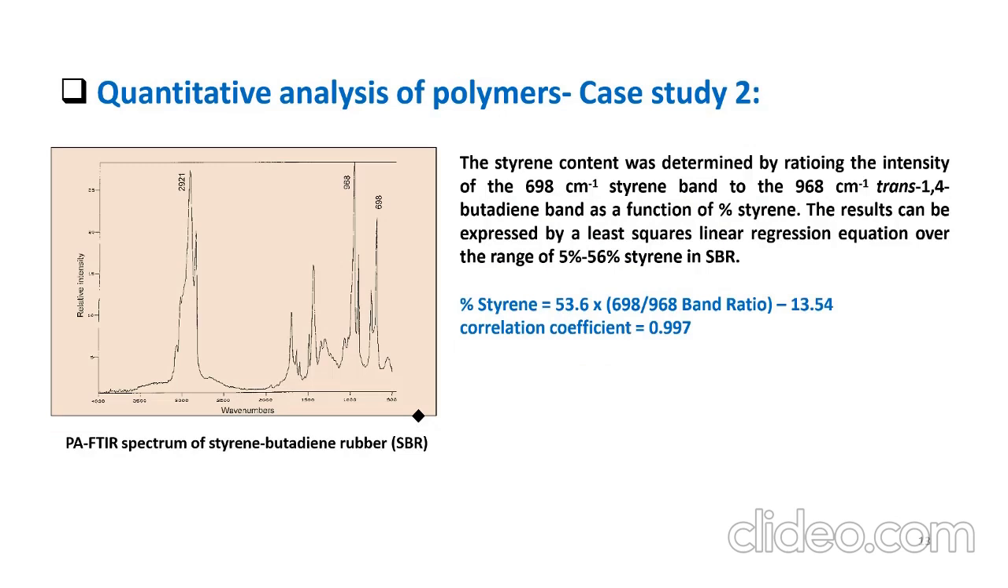Then another thing we can do is the content of styrene. So suppose we have a styrene butadiene rubber. So we want to check how much percent of styrene is present in the rubber as compared to the butadiene, so that we can correlate. So two peaks we can check, these two peaks 698 and 968. These are the peaks generally for this kind of structure, styrene. So from there the ratio we can correlate like how much is the percentage of styrene.